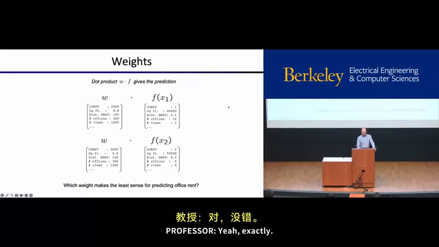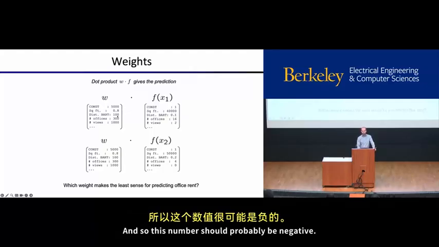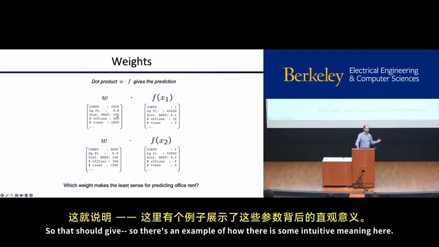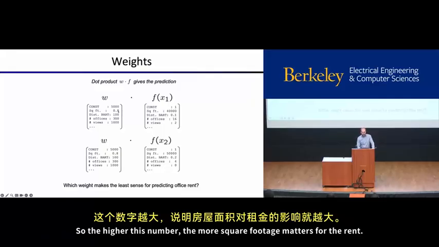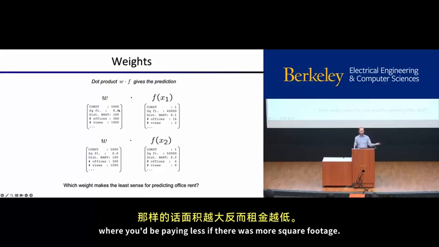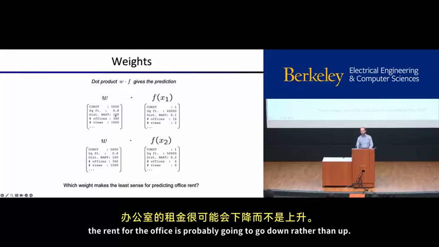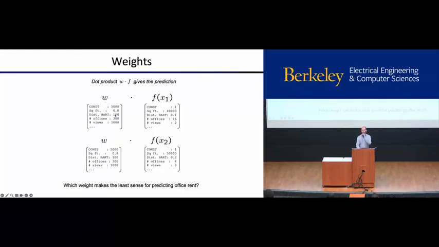Yeah, exactly. When the distance to BART increases, the rent will probably go down. And so this number should probably be negative. So there's an example of how there's some intuitive meaning here. So the higher this number, the more square footage matters for the rent. If it were negative, that would be equally silly, where you'd be paying less if there's more square footage. But this one, as distance to BART increases, the rent for the office is probably going to go down rather than up. Okay.